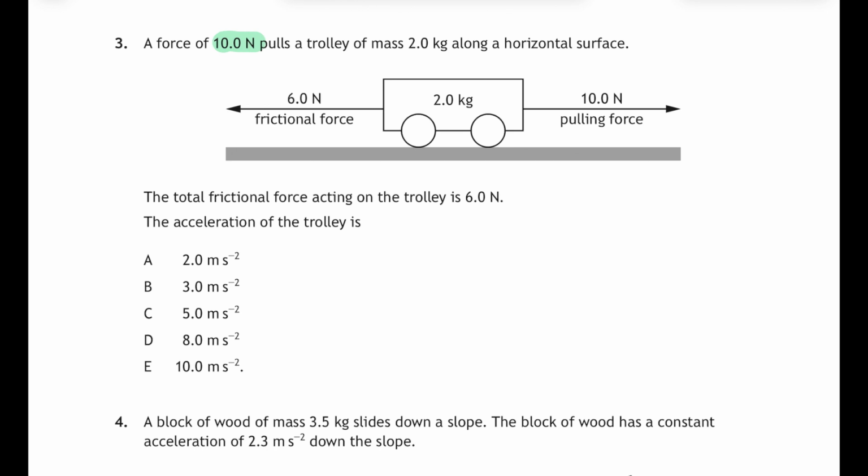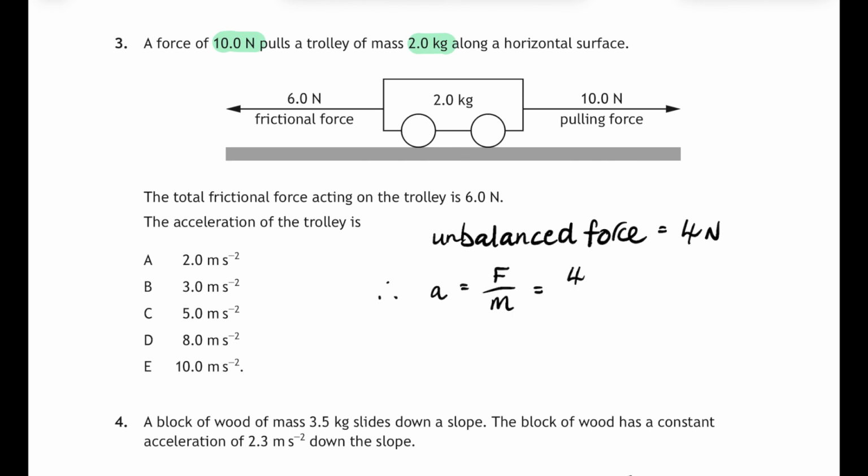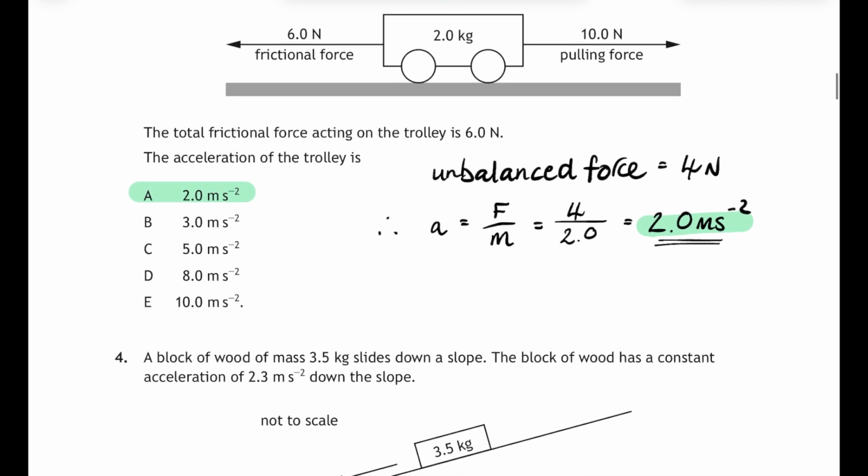A force of 10 newtons pulls a trolley of mass 2 kilograms along a horizontal surface. The total frictional force acting on the trolley is 6 newtons, and we've to determine the acceleration of the trolley. Well, the unbalanced force is the 10 minus the 6, that's 4 newtons. And then we can use F equals ma, or in this case A equals F over m. That's 4 divided by 2, and that gives us an answer of 2 metres per second squared. Pretty straightforward. That's 3A. Question 4.